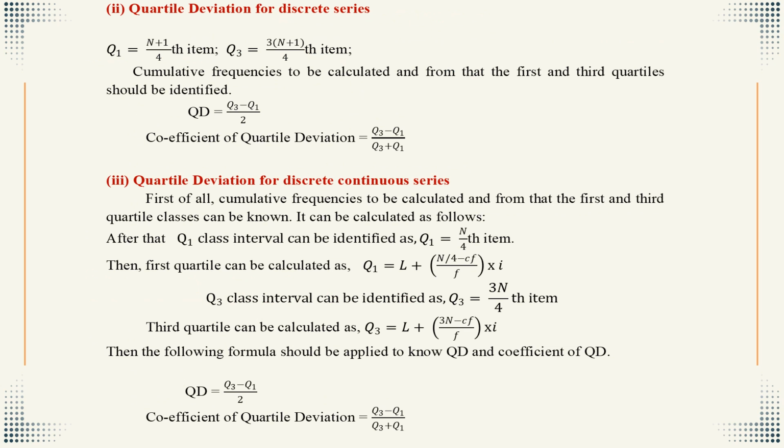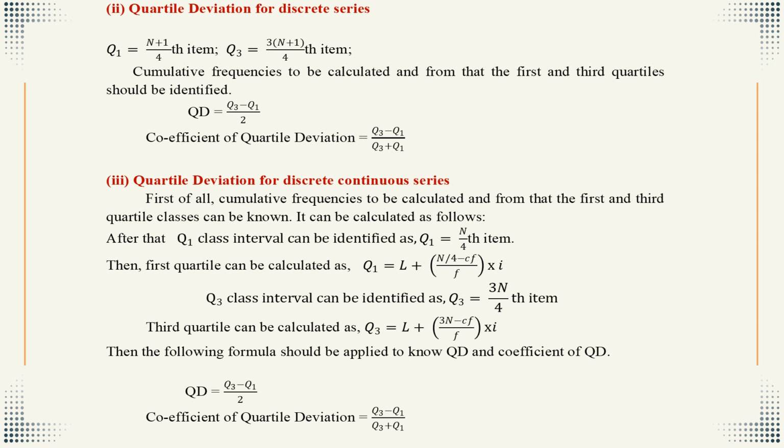Now quartile deviation for discrete series. Q1 equals the (n plus 1) by 4th item. Q3 equals 3 into (n plus 1) by 4th item. Cumulative frequencies are to be calculated, and from that the first and third quartiles should be identified. Quartile deviation equals (Q3 minus Q1) by 2. Coefficient of quartile deviation equals (Q3 minus Q1) by (Q3 plus Q1).